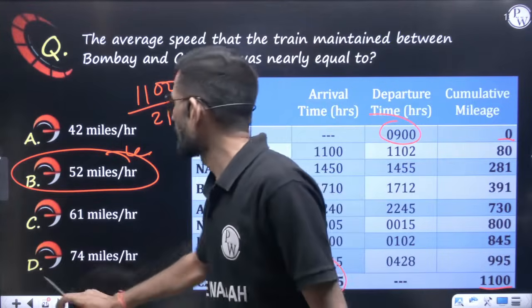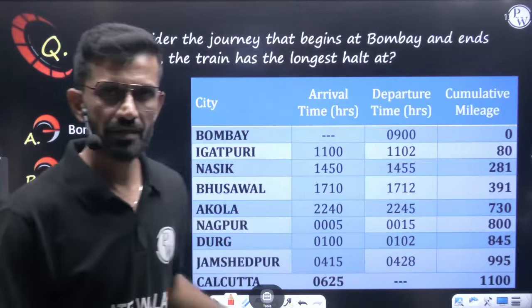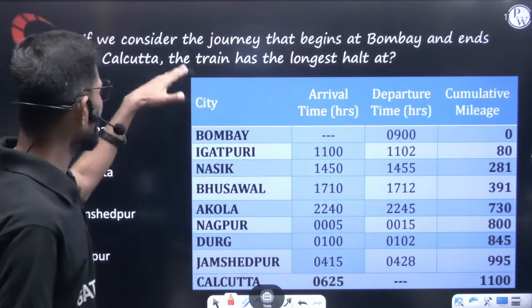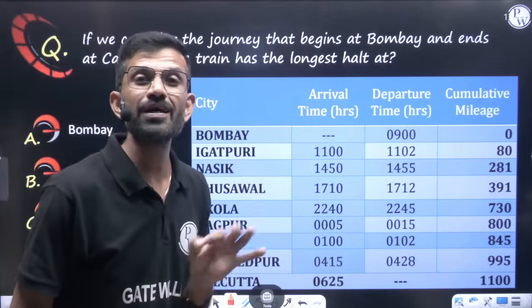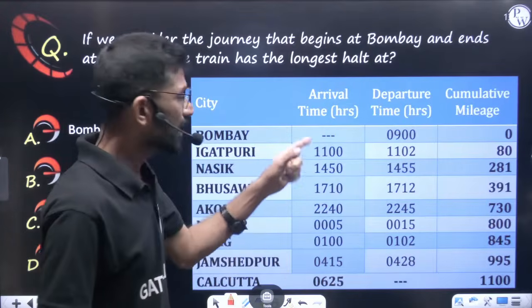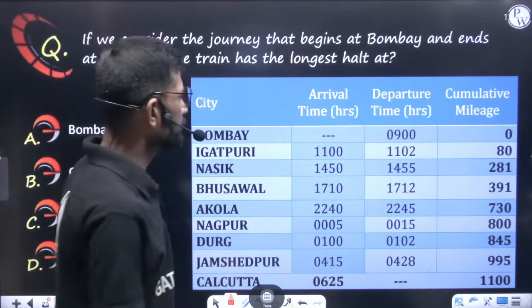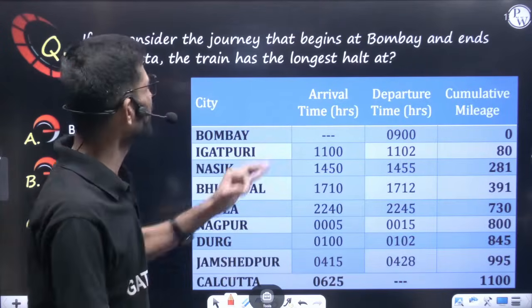Moving further to the next one. If we consider the journey which begins at Bombay and ends at Calcutta, the train has the longest halt, longest stoppage. Longest halt means, as I already said, it is stoppage. So where the train has stopped for more time. Don't tell me the origin and the destination. Successive halts we have to take.